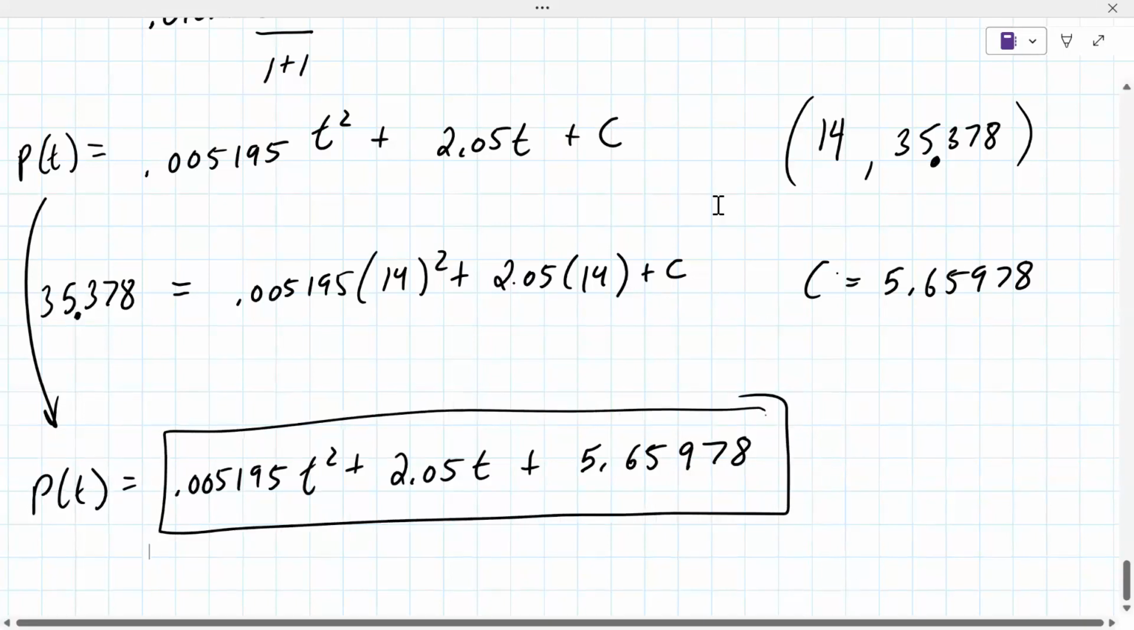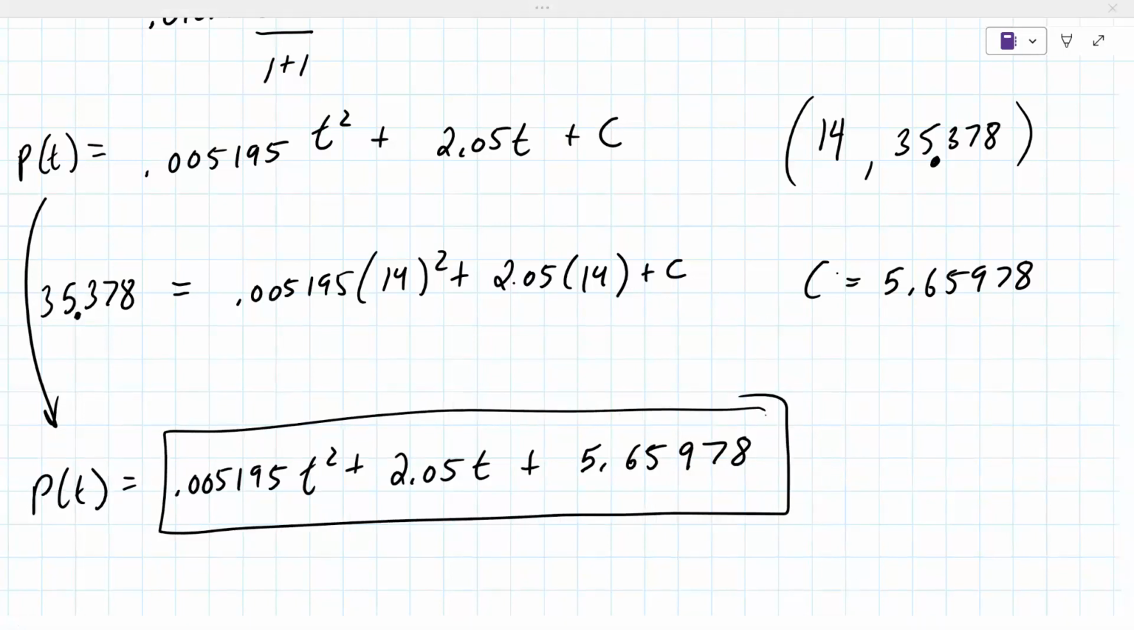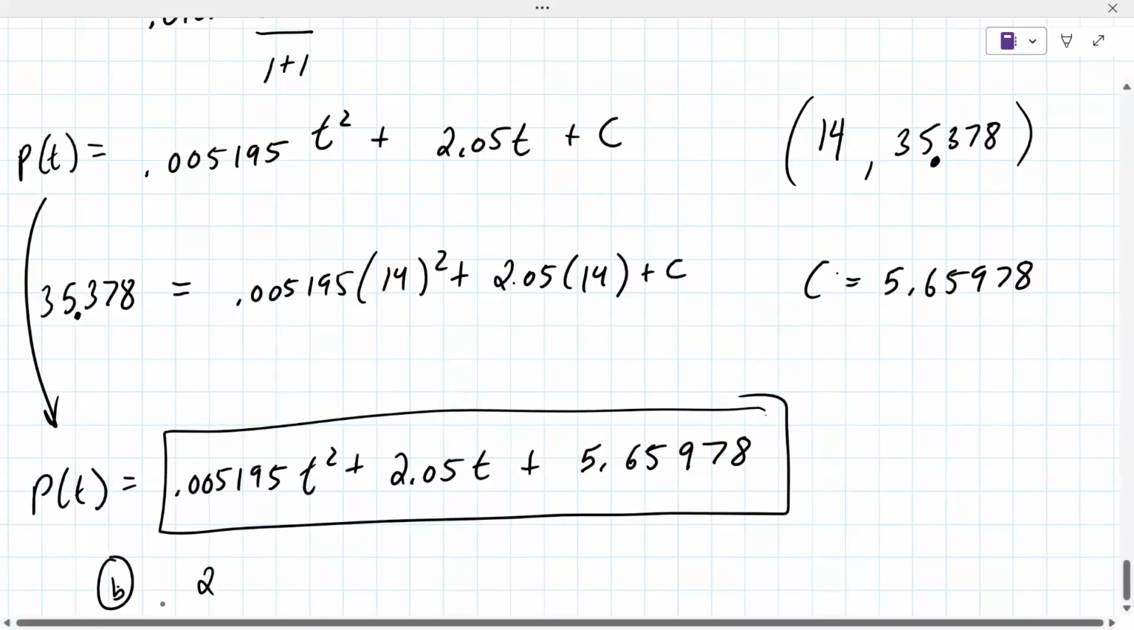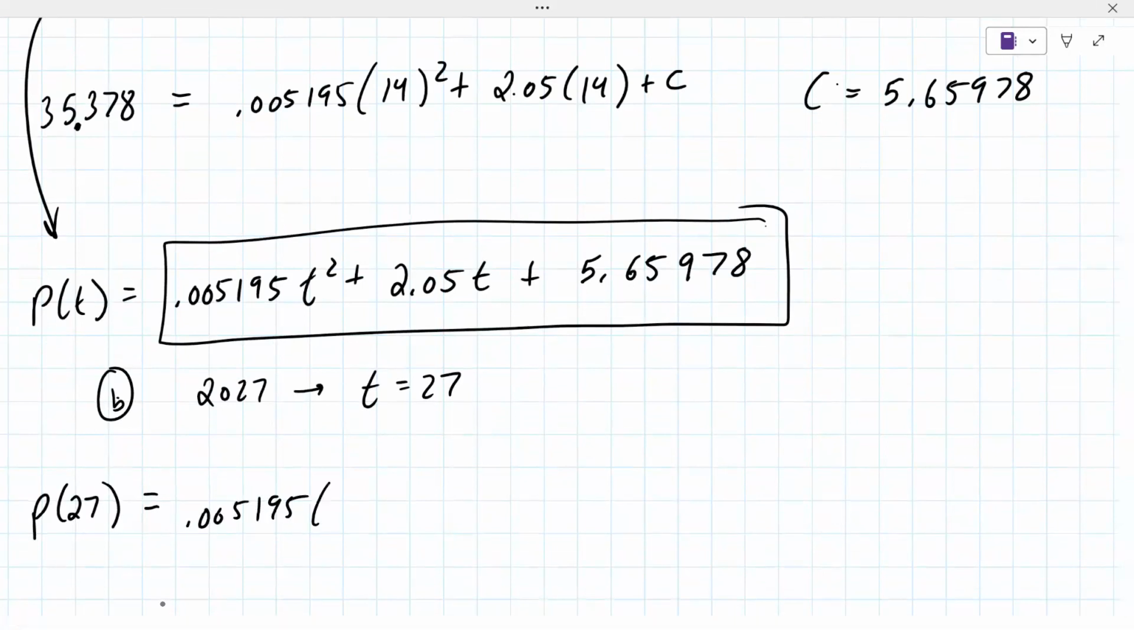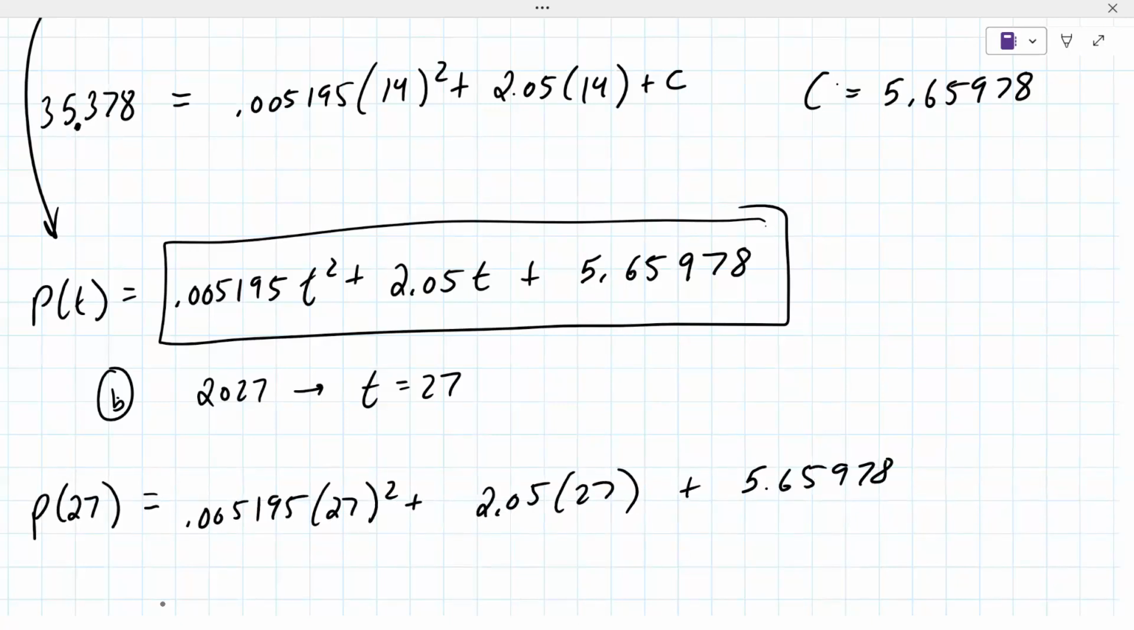Okay. For part B, it says predict in 2027. 2027 is t equals 27. You're just evaluating this function at 27. Okay. This one you do round to the nearest whole number, which is good for us because I'm not sure the previous one is exactly right. It doesn't feel right. Squared.